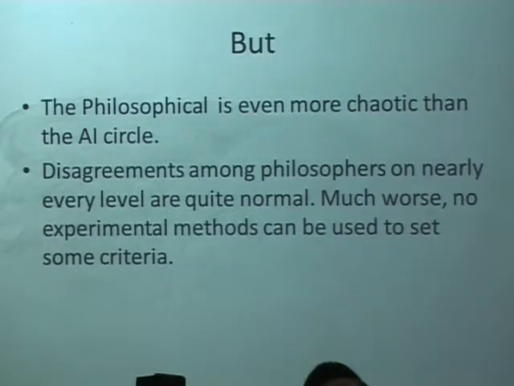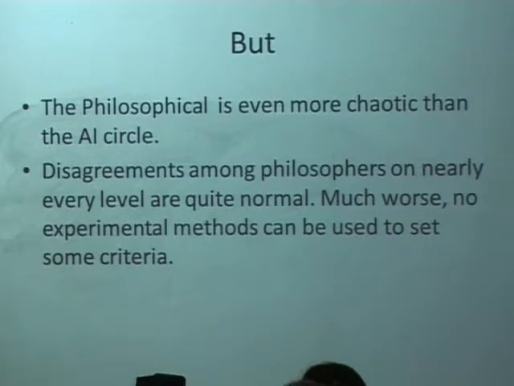But the problem is the philosophical circle is even more chaotic than the AI circle. If you take the philosophical history as the bank of wisdom, you will have different ideas, and the disputes and disagreements among philosophers should be bigger than expert disputes in any other human inquiry. That's the feature of philosophy. And the worst thing is philosophy is not a science. You cannot have experimental methods to decide which philosophical idea is better than others.